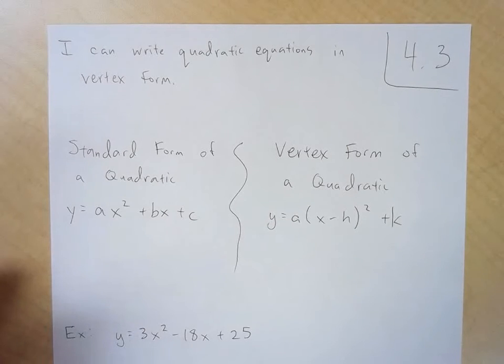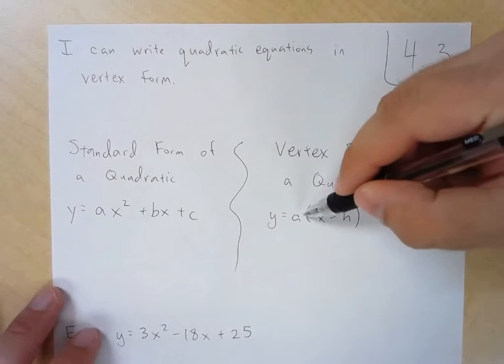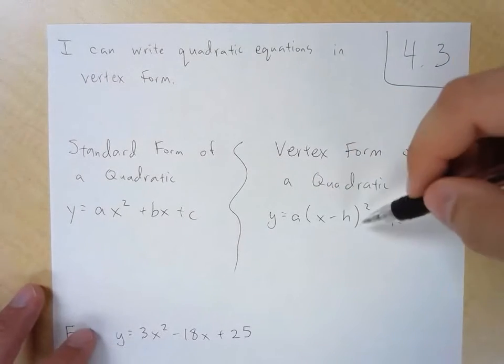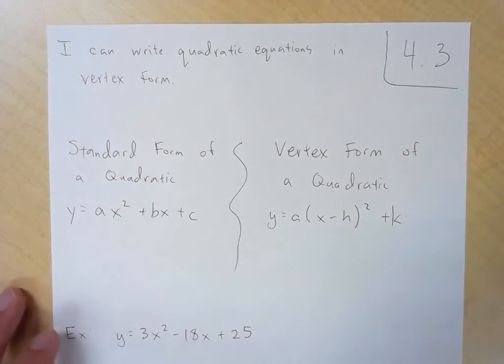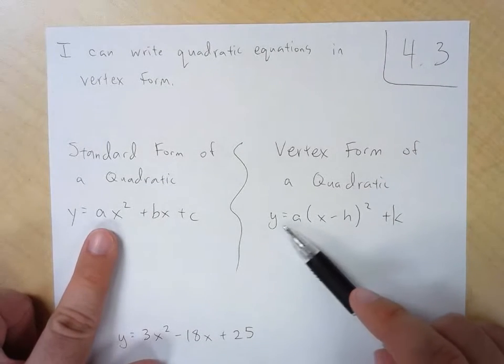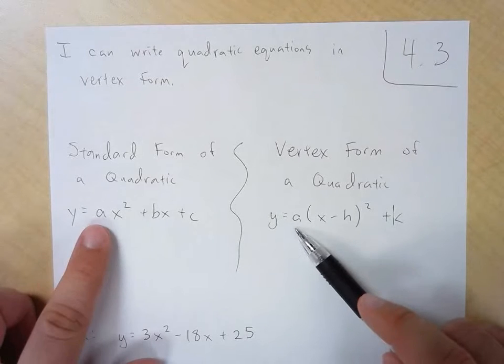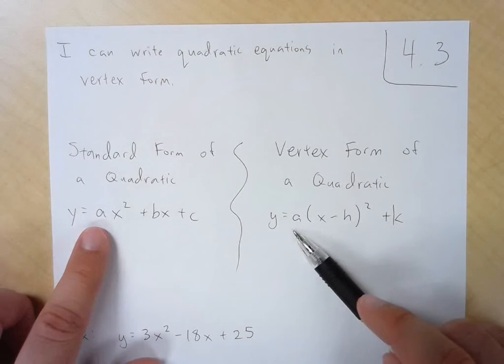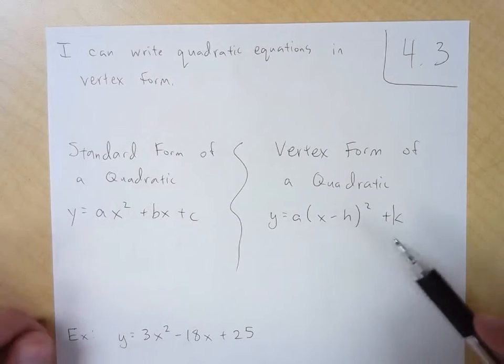So to write things in vertex form, we need a couple things. We need an A, we need an H, and a K. So our A, pretty easy to start off with. Both standard form and vertex form have an A, and that's not a coincidence. That A is the same in both of them. So we're just going to use that A. When we need it, we'll just write that A right there.